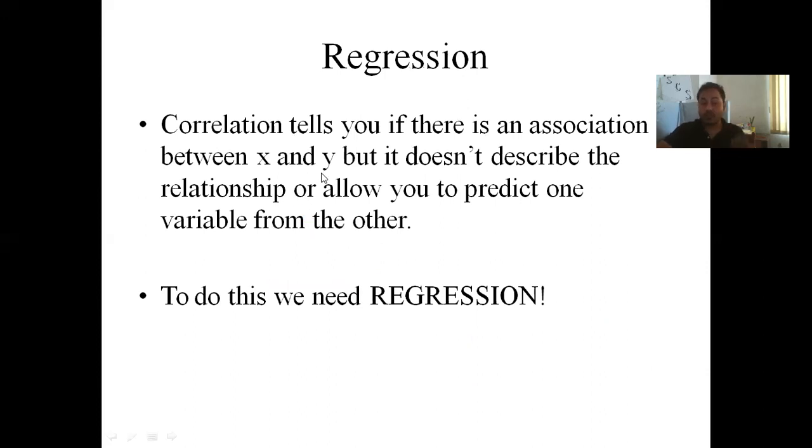Now, coming to regression: correlation tells you if there is an association between x and y, but it does not describe the relationship or allow you to predict one variable from the other. Covariance showed that there is some relationship, but can we determine the value of y from x, or x from y, depending on which one is dependent and which one is independent?